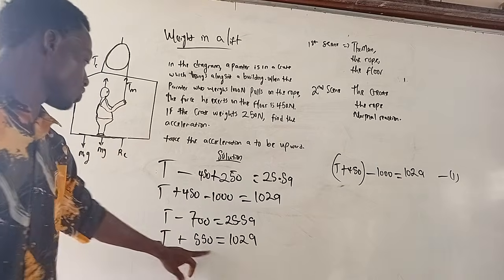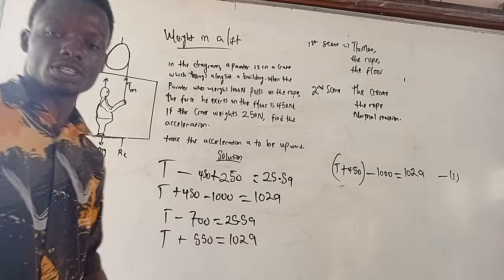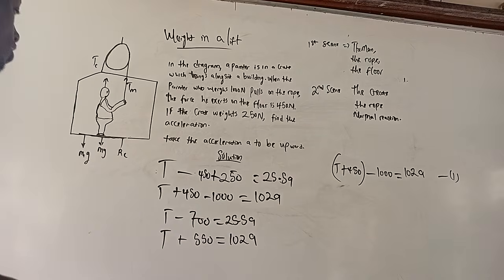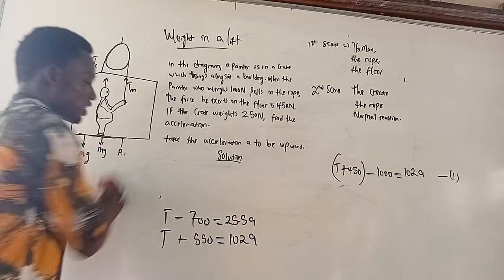Equation 1 rather returns to this. So this one returns to this. Just add this, you have 700. Subtract this, you have this. Are we together? So now what are we going to do now?